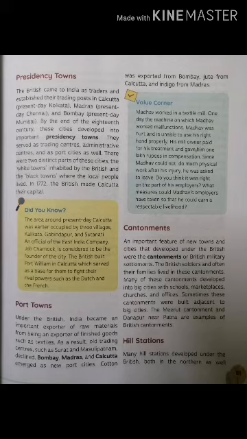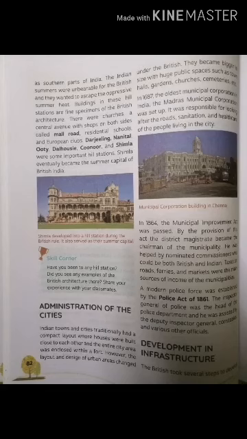As we know, they were white people, so they couldn't bear the hot summer season. So they just wanted to move to some cold places in India. So they decided to move to hill stations. Buildings in these hill stations are fine specimens of British architecture.